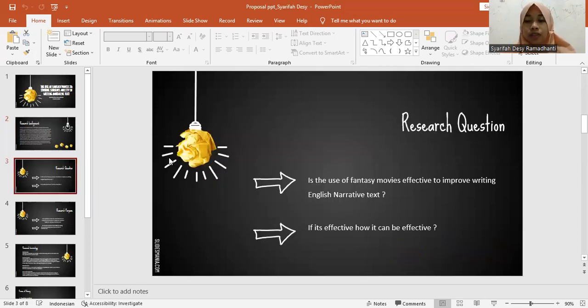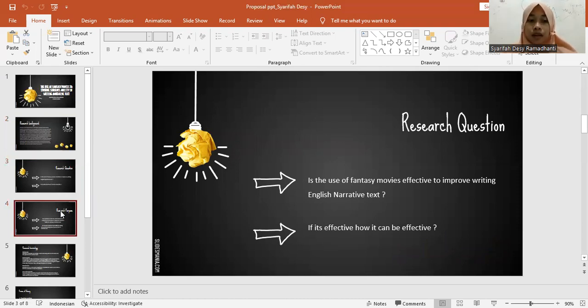For this research, there are research questions as follows. Is the use of fantasy movies effective to improve writing English narrative text? And the second question is, if it is effective, how can it be effective?